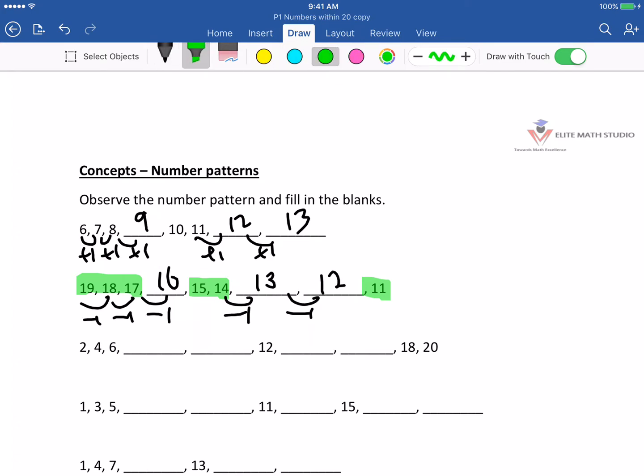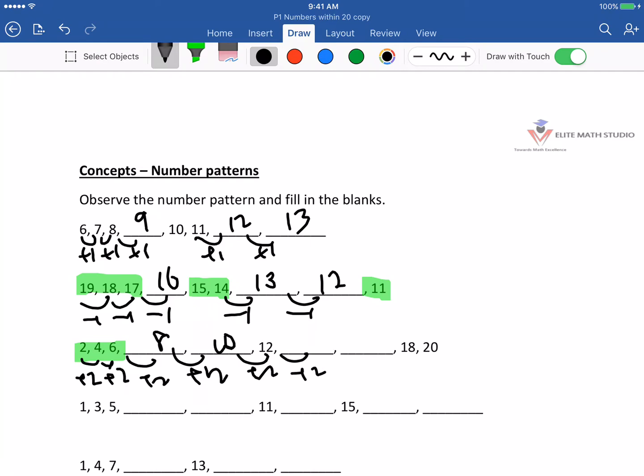Okay, next one, 2, 4, 6. So just look at this. Our relationship should be plus 2, plus 2. So the next one will be plus 2, which is 8. Plus another 2 will be 10. Plus 2, which is 12, which is right. Now plus 2 again, which is 14. Plus another 2, which is 16. Plus 2, which is 18, and 20, which is right.